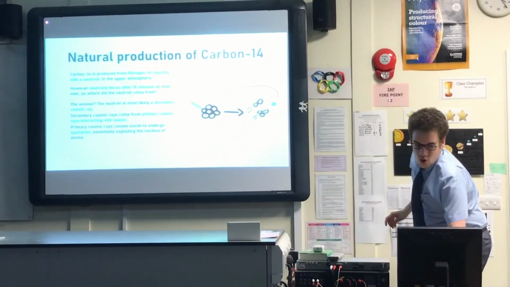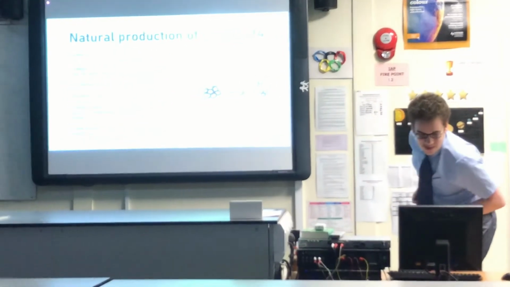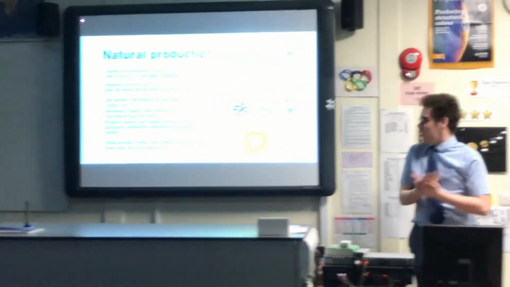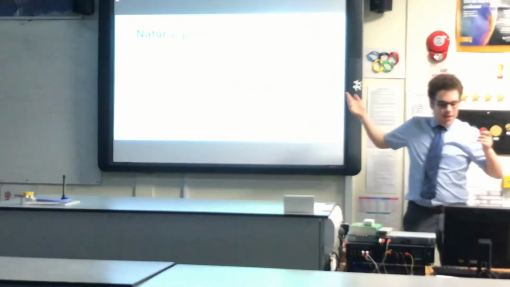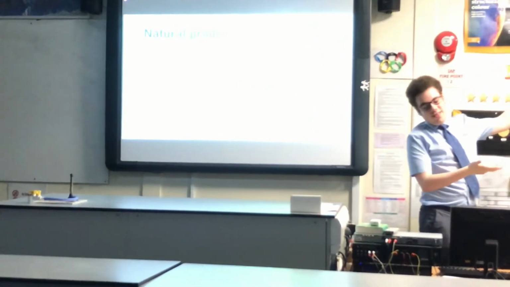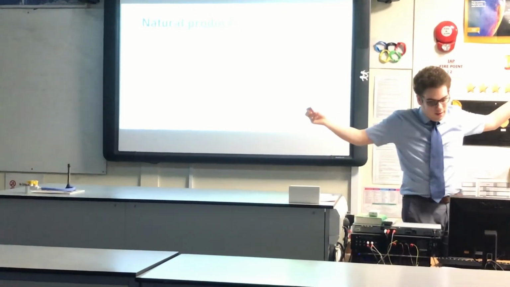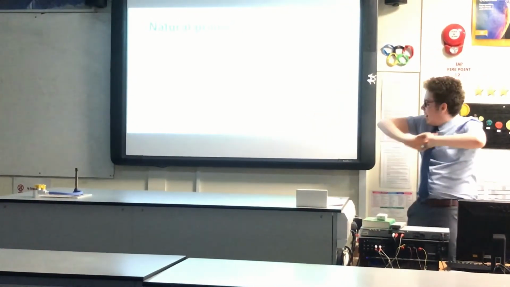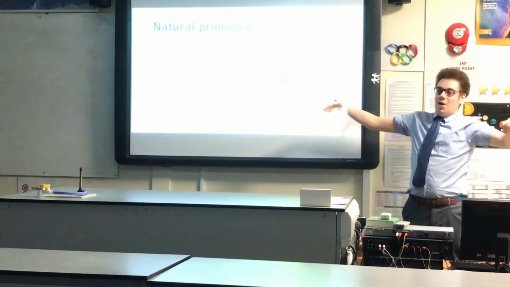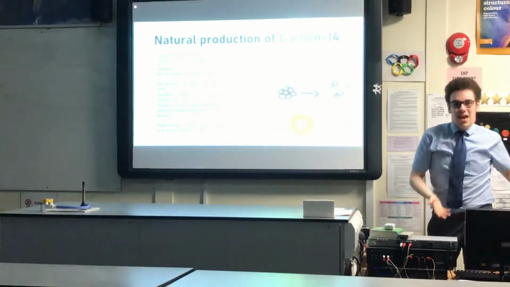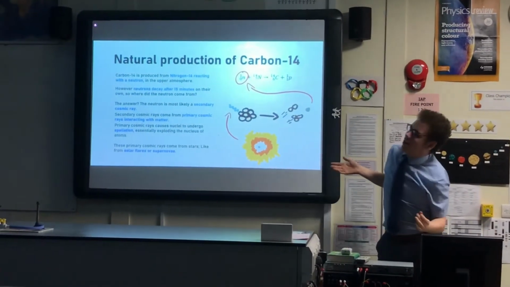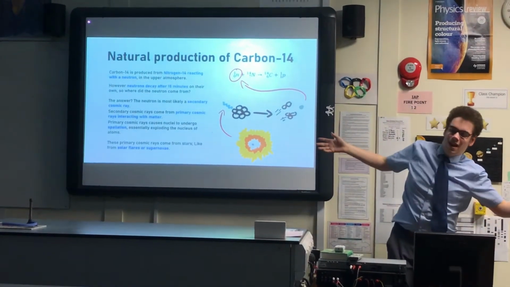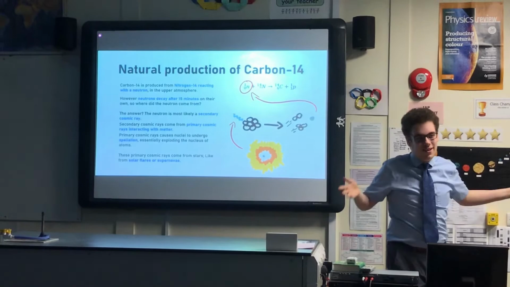So where does this primary cosmic ray come from? The primary cosmic rays come from stars, from events like solar flares from our own sun to distant supernovae. And that's actually how carbon dating is related to stars. If we didn't have stars, then we couldn't use carbon-14 as a method of dating life on Earth.